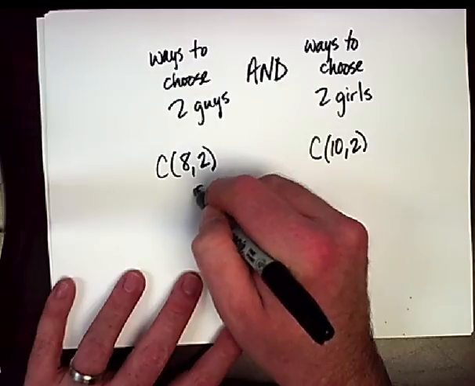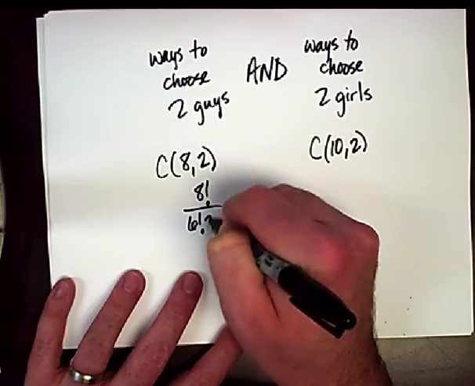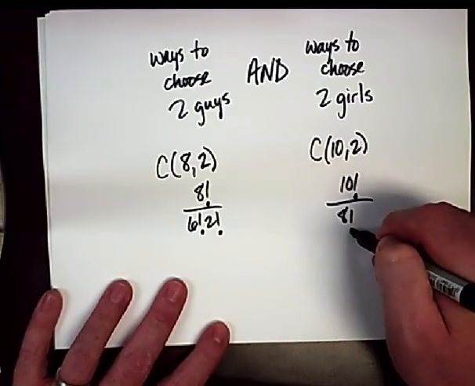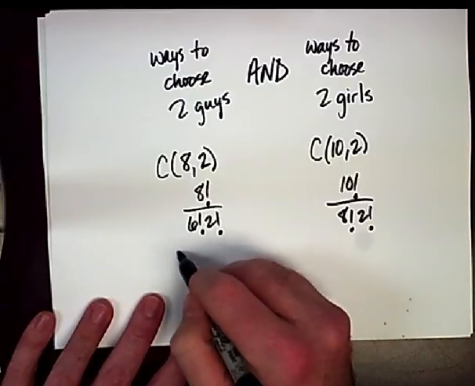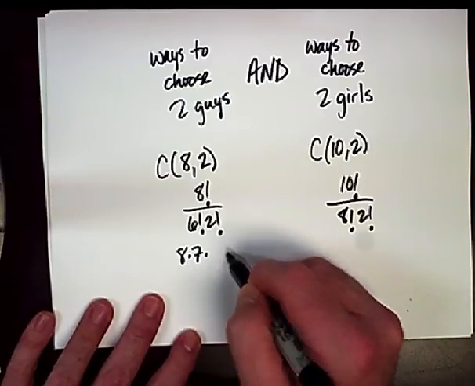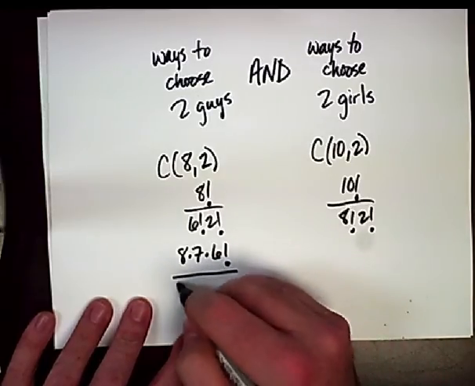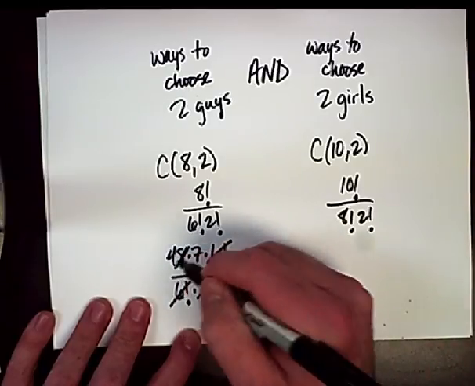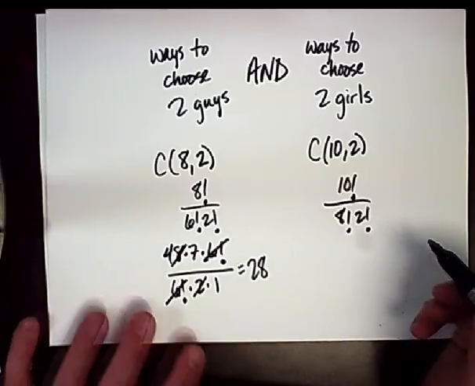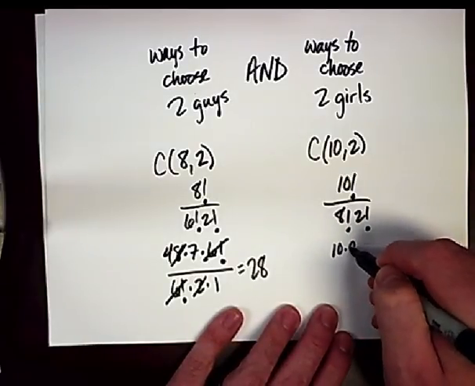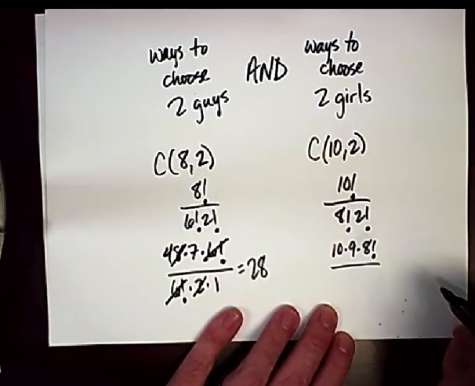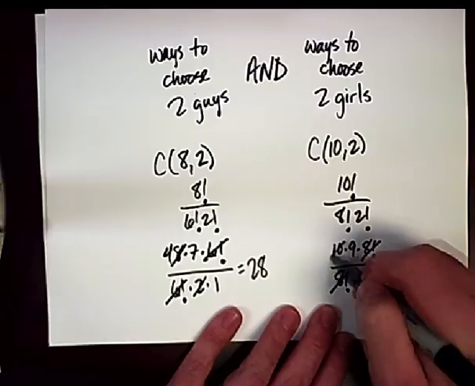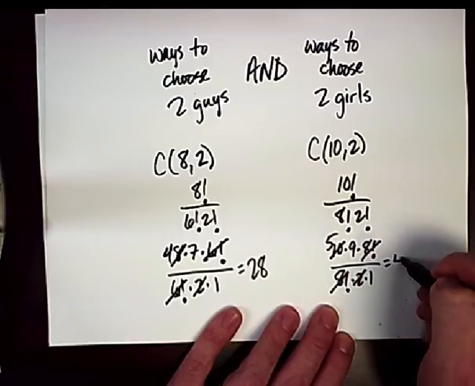So this is 8 factorial over 6 factorial, 2 factorial. This one is 10 factorial over 8 factorial, 2 factorial. So this becomes 8 times 7 times 6 factorial over 6 factorial times 2 times 1. Those cancel. 2 goes into 8 4 times. That's 4 times 7, which is 28. This becomes 10 times 9 times 8 factorial over 8 factorial times 2 times 1. Well, those cancel. 2 goes into 10 5 times. 5 times 9 is 45.